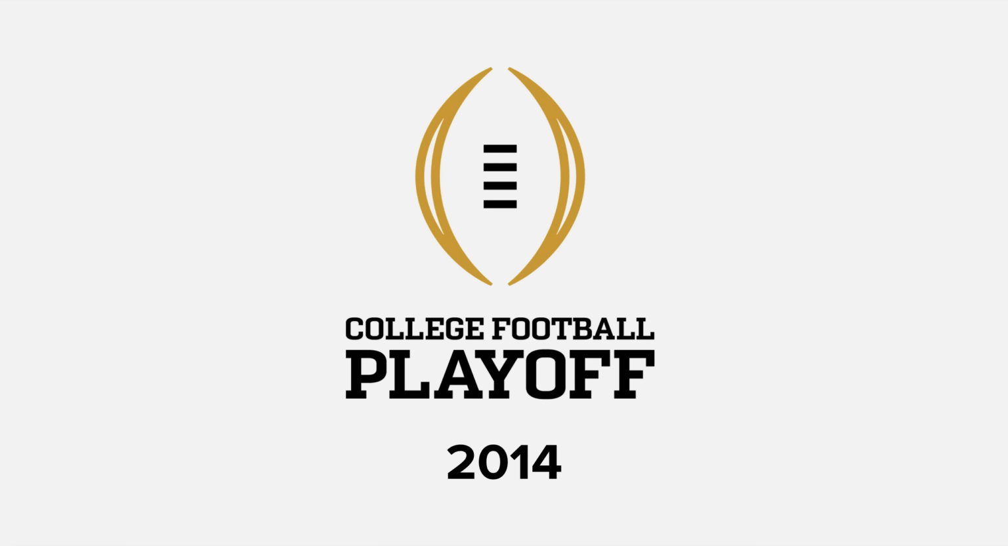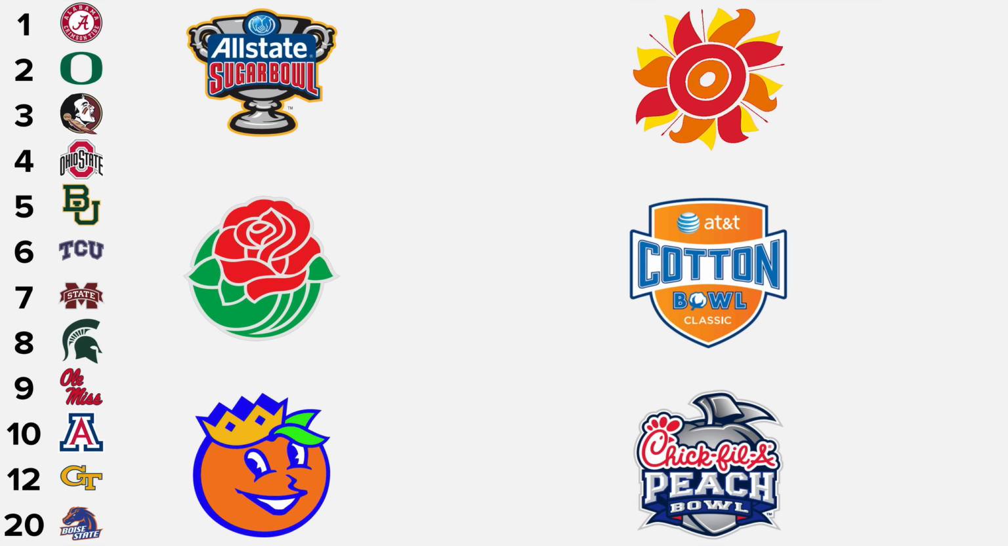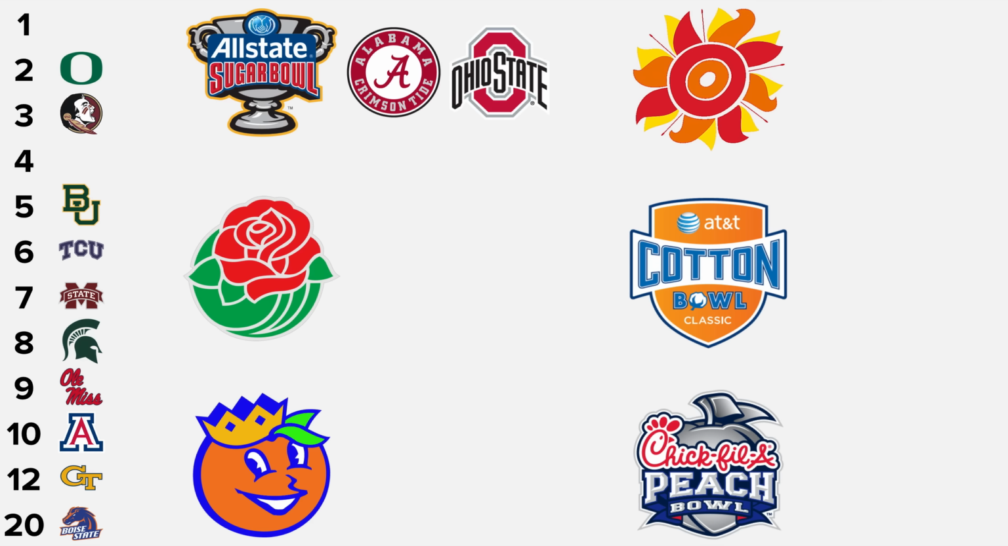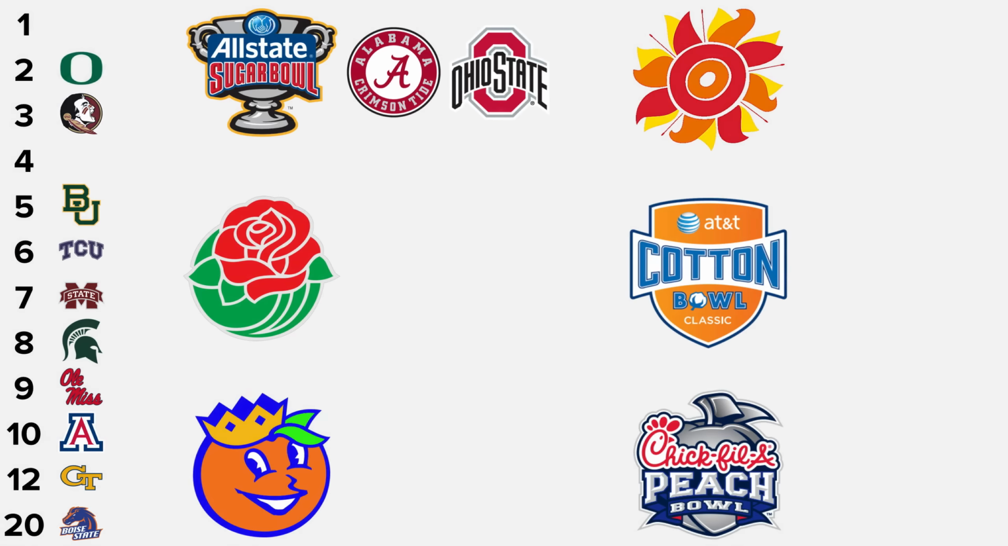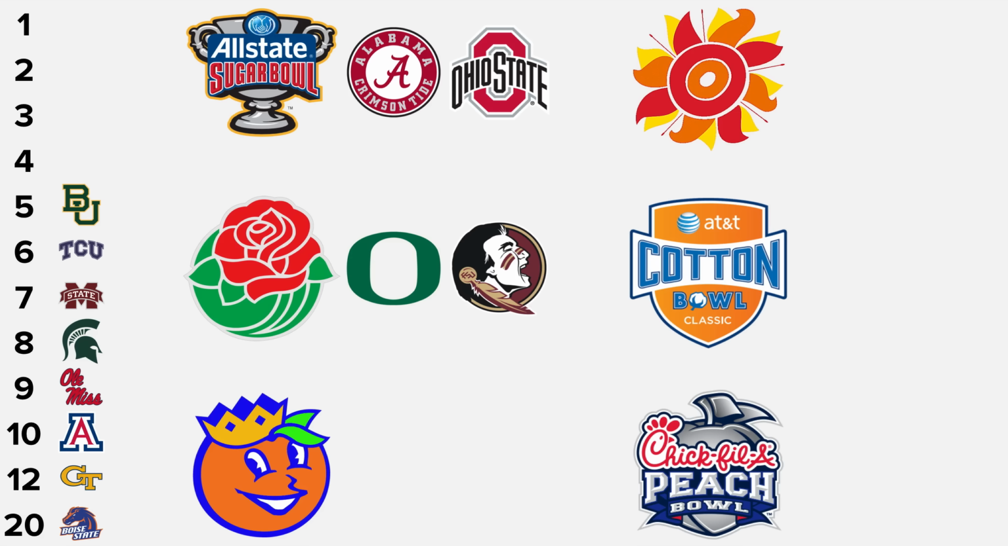To illustrate, let's run down how things worked in the playoffs' first year. Phase 1 is populating the semifinals. Number 1 Alabama played number 4 Ohio State in the Sugar Bowl because New Orleans is closer to Tuscaloosa than Pasadena is. Number 2 Oregon then played number 3 Florida State in the Rose Bowl.